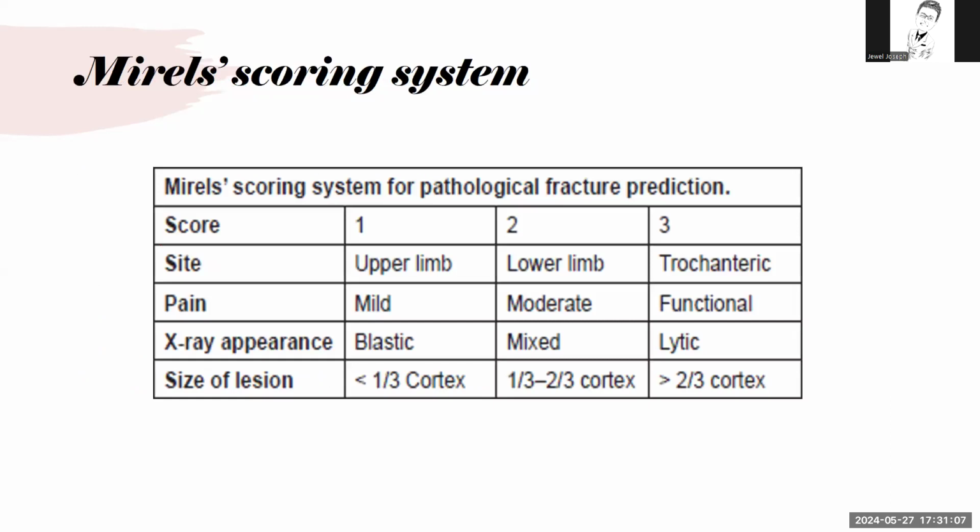So this is the Merrill scoring system. Based on the score, we can calculate the risk according to the Merrill's criteria. It gives the score according to the site, pain, X-ray appearance, and size of the lesion.